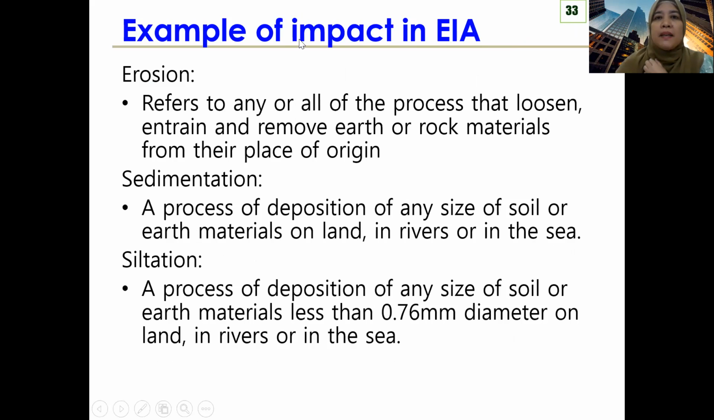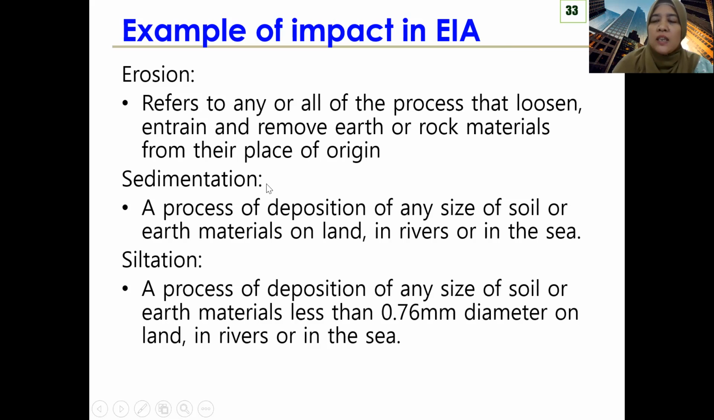So these are some examples of impact that can be found in EIA. Erosion, hakisan, erosion refers to any or all of the processes that loosen and train. And train tu maknanya tanah kan, so and train tu maknanya boleh loose, landslide lah, and train, and remove earth or rock materials from the place of origin. Erosion, dia boleh menghakis, dia boleh mengakibatkan pengurangan tanah, for instance.